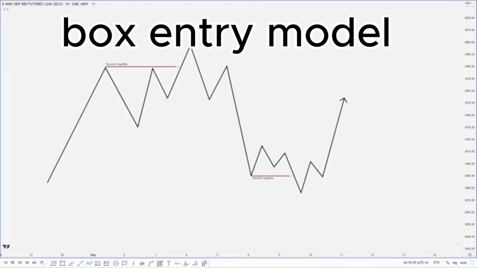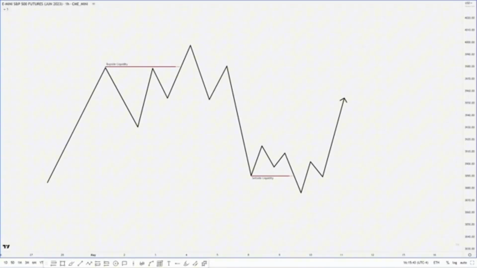How's it going, everyone? This video is going to be over the box setup. If you haven't seen my first version of this video, it'll be linked in the top right hand corner. However, I'm going to go a little bit more in depth in using this for entry as well as bias. The box setup is when we have some sort of resting liquidity, generally in the form of an old high or low, and we get an aggressive move out of the range and then back into the range.